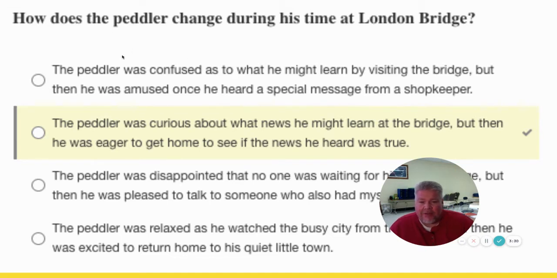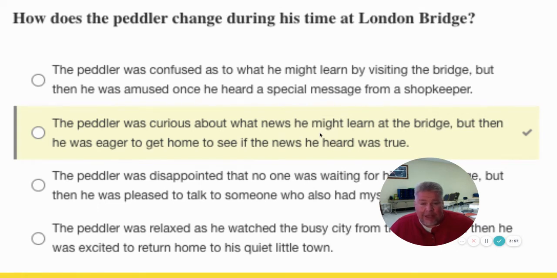That's just an event from the story that actually happened to the peddler. So you have to really read the story. You have to read every little part of the story. You have to think about the character and think about what events actually happened to him, how he acted. He was curious about the news at the bridge, but then he was eager to get home to see if it was true. So this is something that happened to the peddler in the story. So you've got to read carefully and think about those characters.